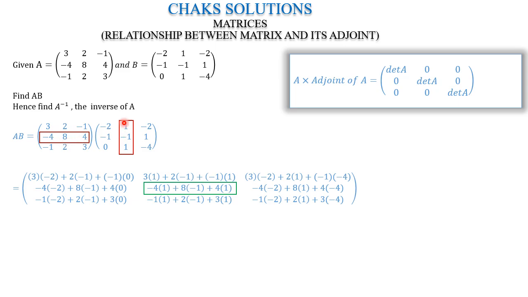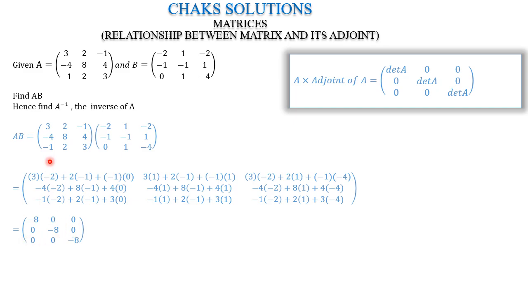The second row with the second column here, you can see it's minus 4 times 1, then 8 times minus 1, then 4 times 1 here. So that's the second row in the second column. So this is the element here. Right, so this will give us minus 8, 0, 0, 0, 0, 0 here.